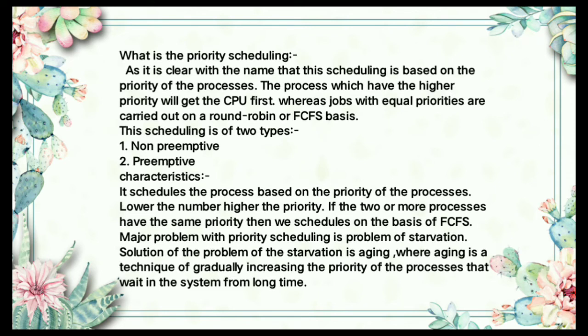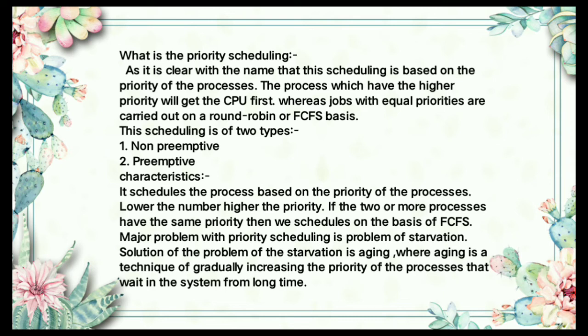What is priority scheduling? Priority scheduling is based on the priority of the processes. The process which has the higher priority will get the CPU first, whereas jobs with equal priorities are carried out on a round-robin or FCFS basis. This scheduling is of two types: non-preemptive and preemptive.